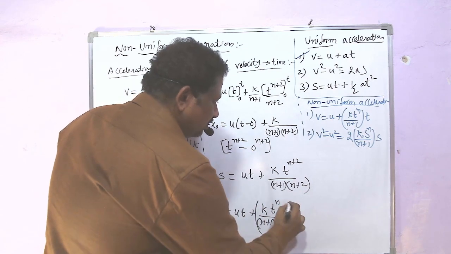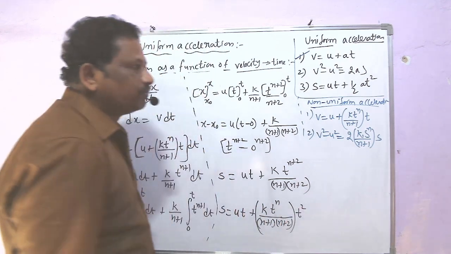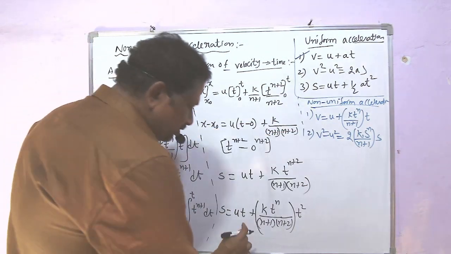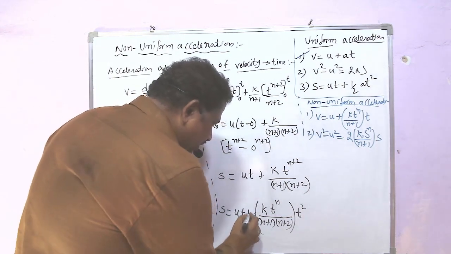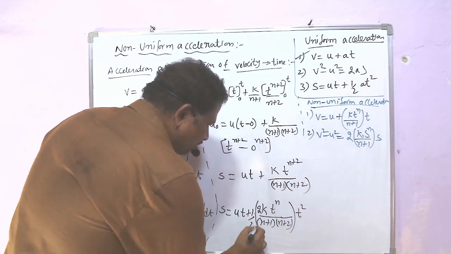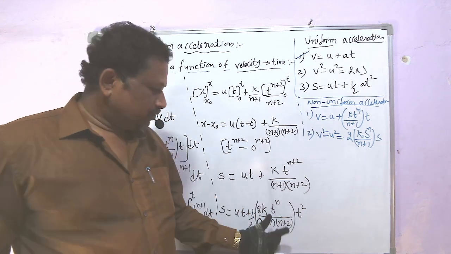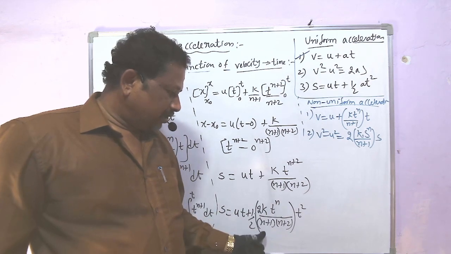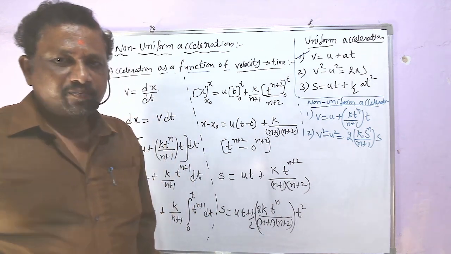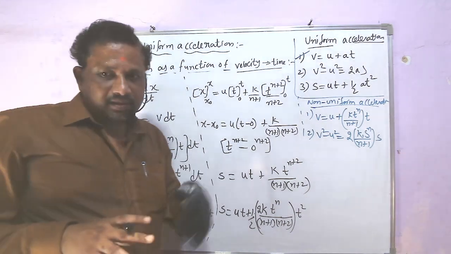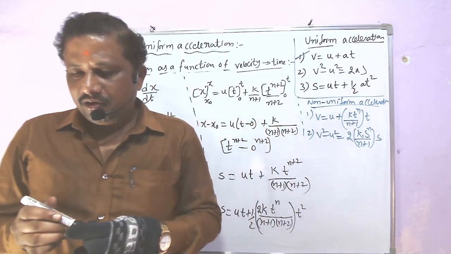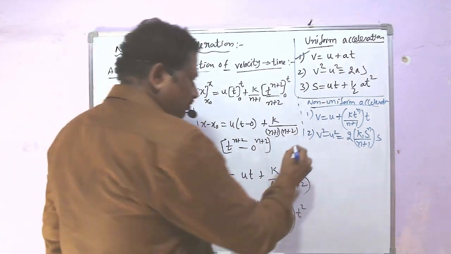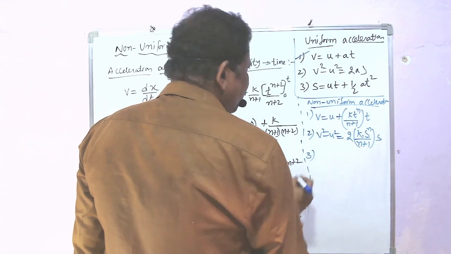So the third kinematic equation for non-uniform acceleration motion: s is equal to ut plus half, 2k t power n by n plus 1 into n plus 2, into t square. This is in the form of s is equal to ut plus half a t square, where in the place of a, this is the varying acceleration which depends upon the proportionality constant k and n. Okay, clear? Note down this one.